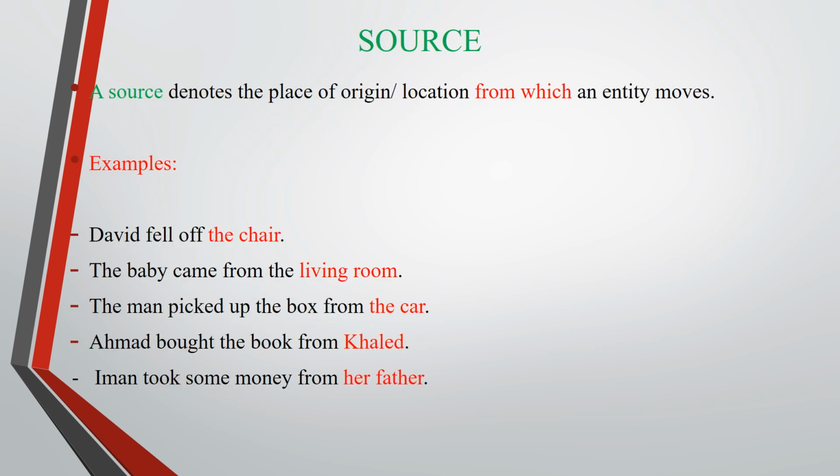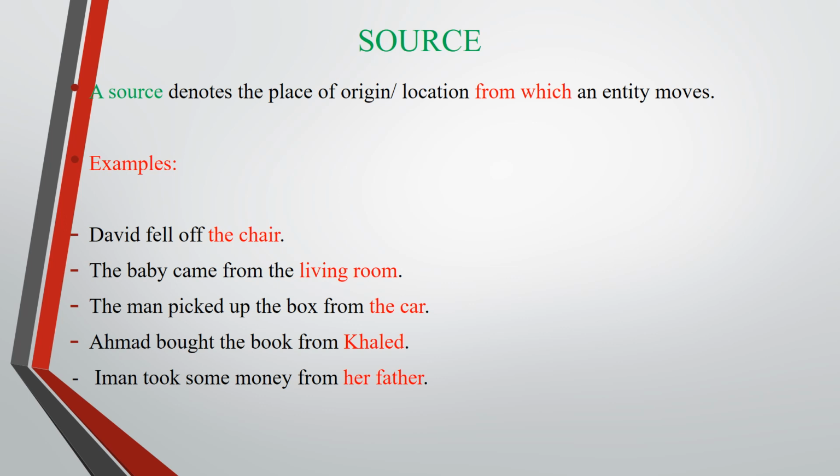A source denotes the place of origin, the location from which an entity moves. It is the place from which an entity moves. For example, David fell off the chair, the baby came from the living room, and the man picked up the box from the car. Ahmed bought the book from Khalid. Iman took some money from her father. We can notice here that the linguistic expressions, the arguments in red, are all playing the semantic role of a source from which an entity moves.